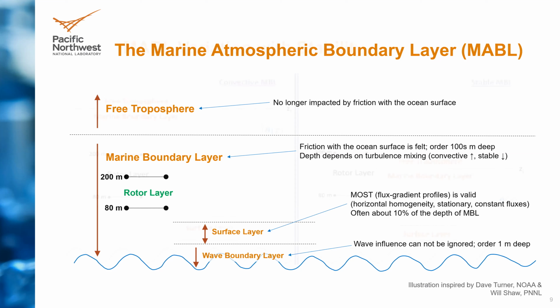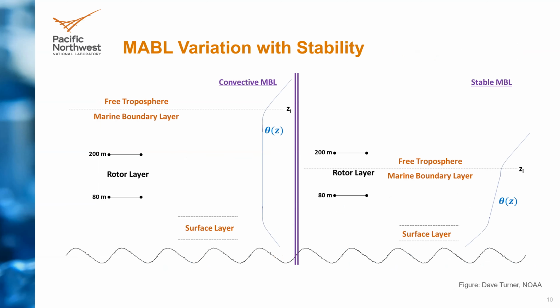The next one talks about the effect of stability on the marine boundary layer. You can see here we plotted on the left side the convective marine boundary layer, and on the right side the stable marine boundary layer. What happens in a convective boundary layer is that it enhances turbulence production, and this intensifies the exchange and the momentum distribution within the marine boundary layer. And you can see that the potential temperature is generally near constant within the marine boundary layer in a convective case.